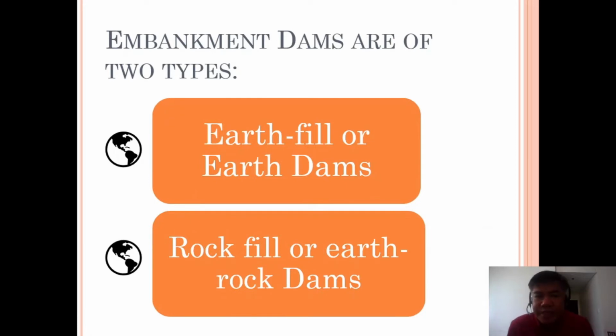So there are two types of earth dams or embankment dams. Number one is what we call the earth fill or the earth dams. The second one is the rock fill or the earth rock dams. From the terminologies, it's very easy to comprehend what an earth-filled dam and a rock-filled dam are. An earth-filled dam is mostly made of earth materials, which are mostly soil. A rock-filled earth dam is made of rocks. But of course, it is not perfectly homogeneous, 100% rock or 100% earth fill.